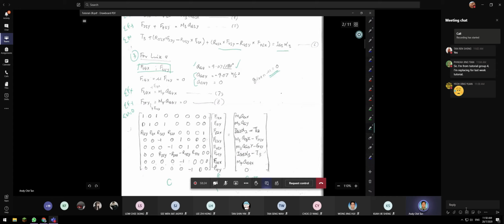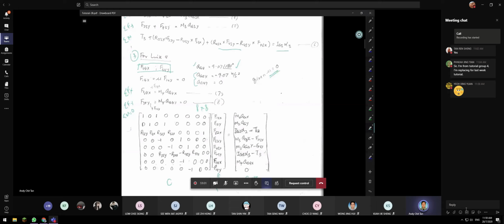Now let me briefly explain to you how to construct this table. Because this is an 8 by 8 matrix, you have 8 rows and 8 columns. Now you list F12x, F12y, F32x, F32y, F43x and F43y. Okay, and then you have F14 and F41. Now one thing I want you to remember is, okay, maybe I'll tell you later.